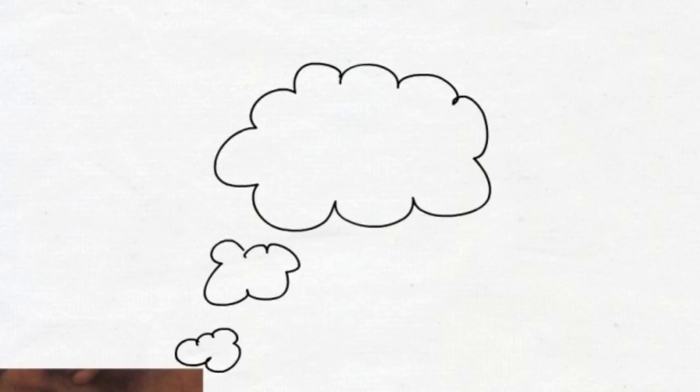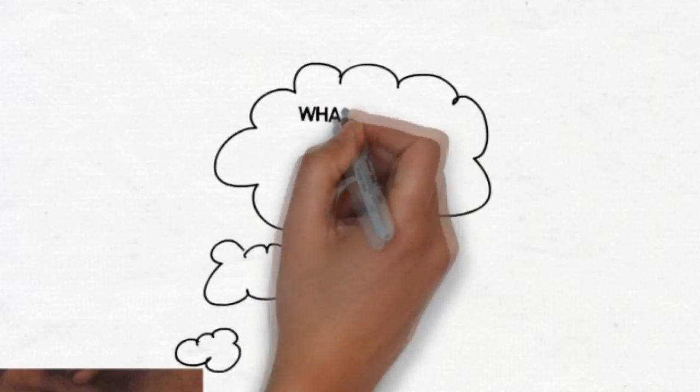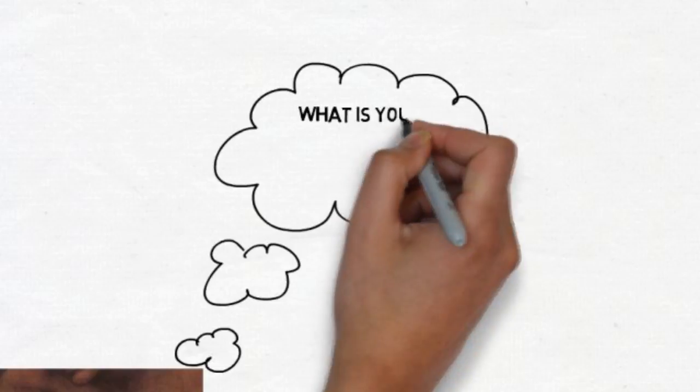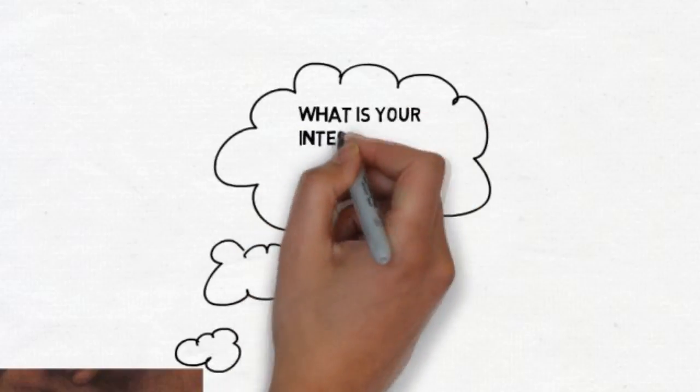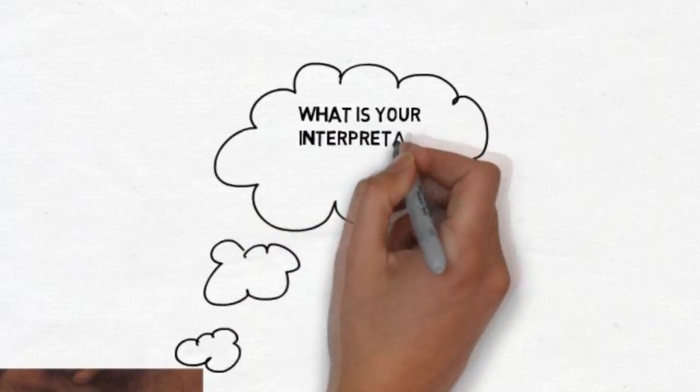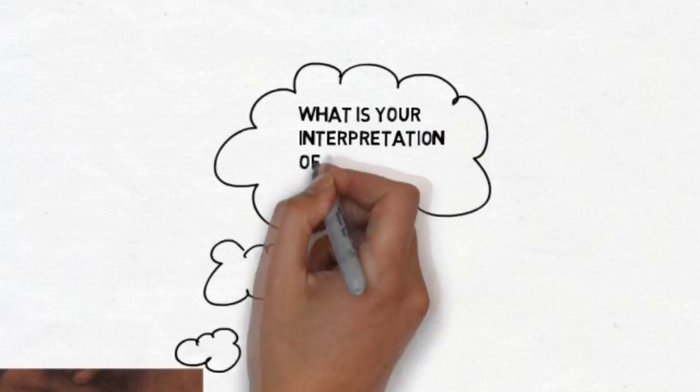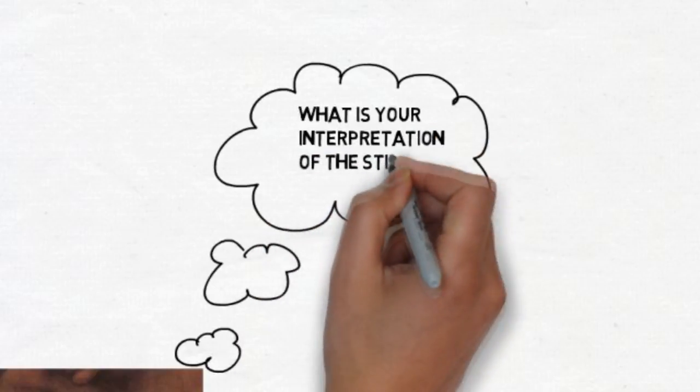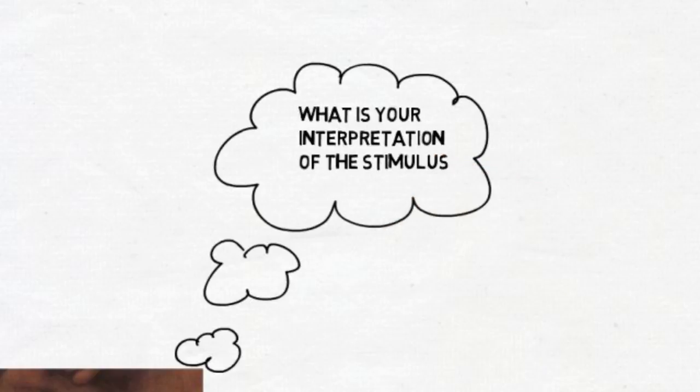So, for example, I would say that the stimulus advocates the notion of giving to the poor. My reason for this is because the woman in the photo seems to be begging for the man to give her money. So I've just basically stated what my interpretation of the stimulus is and my reason for this.